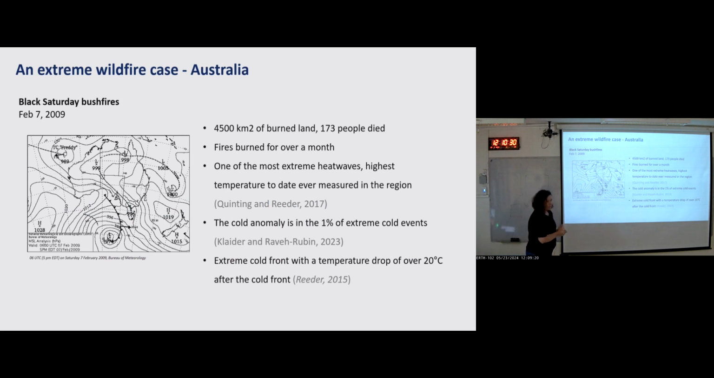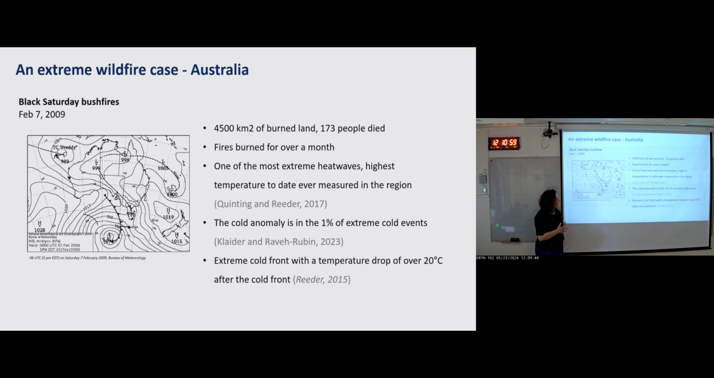So I'm going to show you one study. In the paper we have another one, and that was published. We're looking at the Black Saturday bushfires. They happened in 2009. It's a very researched, very large fire. It lasted for over a month, and there were many casualties in really extensive areas. If we focus on the meteorological aspects, it was in the warm sector before the fire started. It was one of the most extreme heat waves to date.